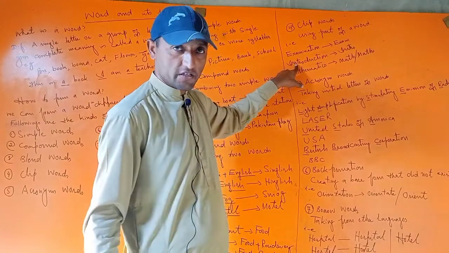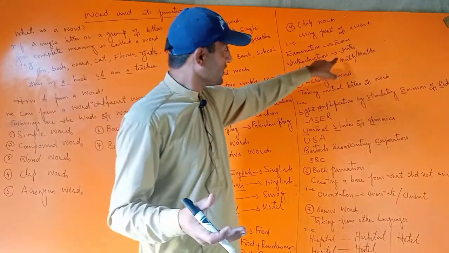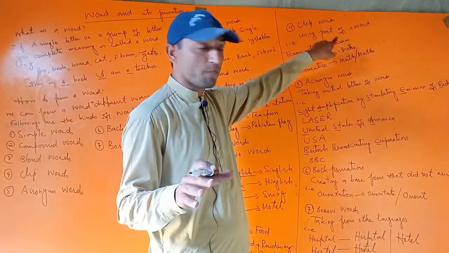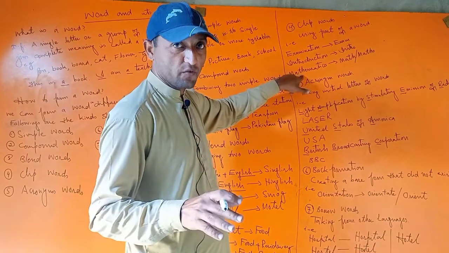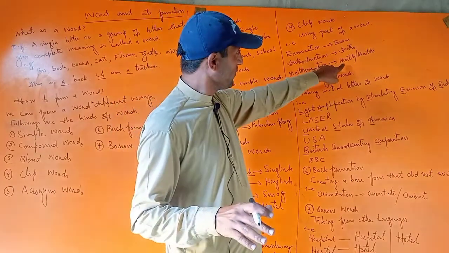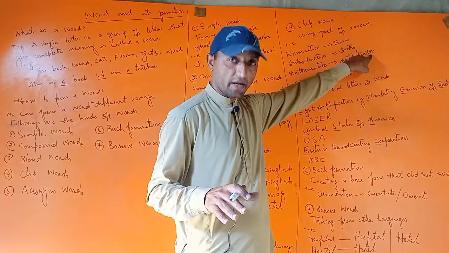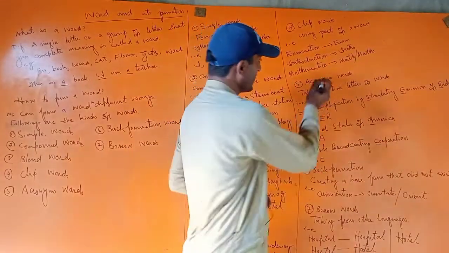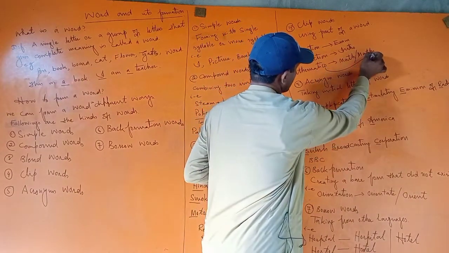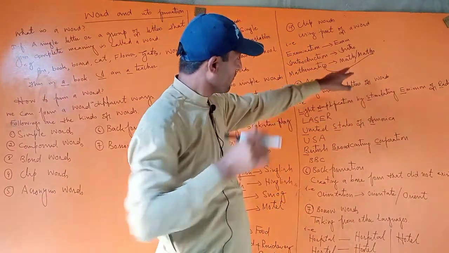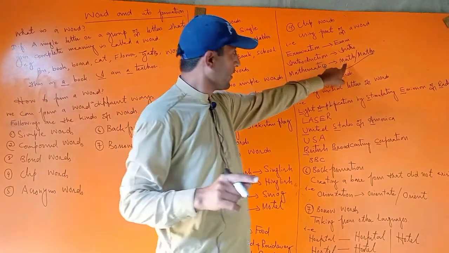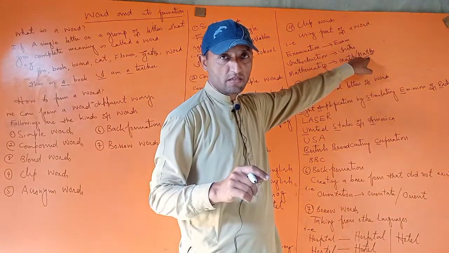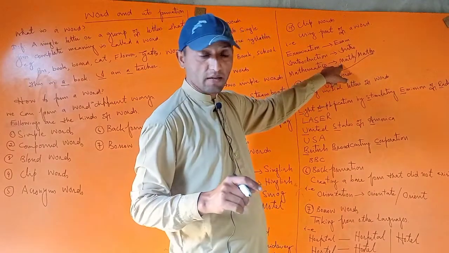Similarly, we have the word introduction, but we say intro. This is clipping. We have mathematics, and we will say math or maths. What's the difference? Math is American and maths is British. British people say maths, but Americans say math.